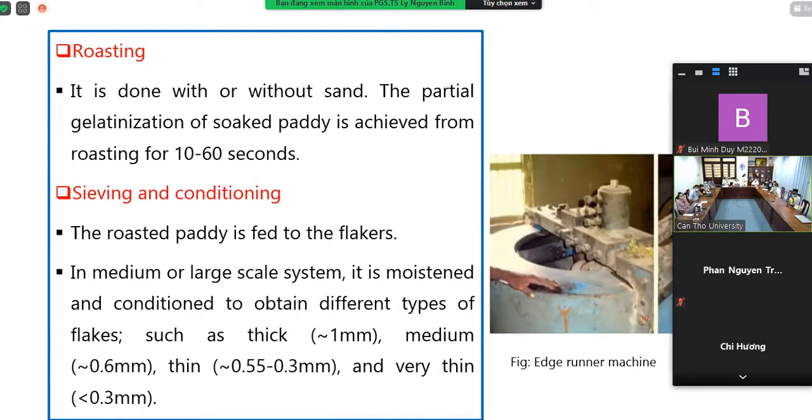Next is roasting. It is done with or without sand. The partial gelatinization of soaked paddy is achieved by roasting for 10 to 60 seconds. And then comes sieving and conditioning. The roasted paddy is then fed to the flakers. In medium or large scale systems, it is moistened and conditioned to obtain different types of flakes, such as thick, medium, thin, and very thin.